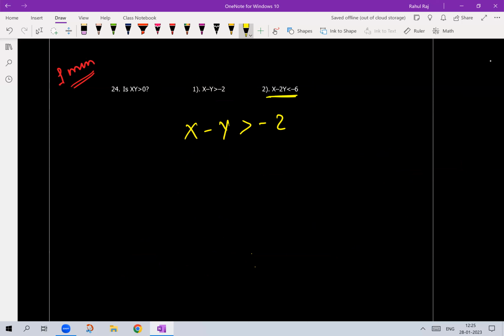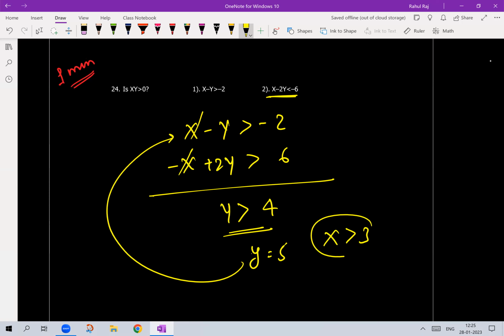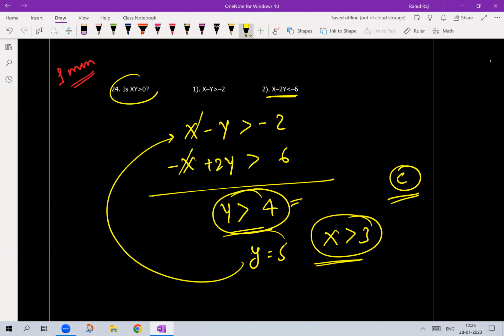So if I multiply by negative over here, what I'll get? Minus x plus 2y greater than 6. Now, if I add this, x cancels off. Minus 2y plus y is y greater than 4. If y is greater than 4, take y is equal to 5. Put it over here. You will get x is greater than 3. If y is greater than 4, x is greater than 3. So y is positive, x is also positive. See, they are of the same sign.